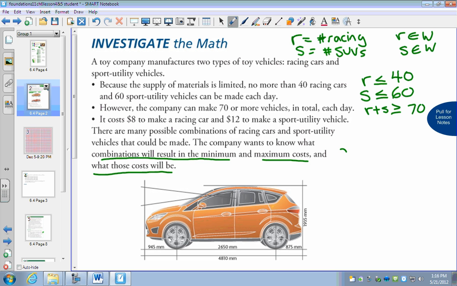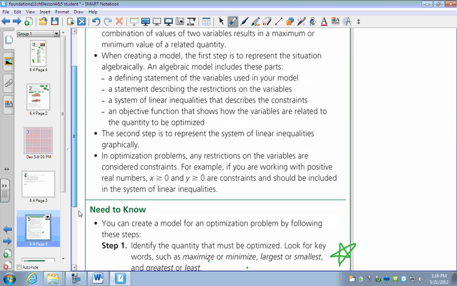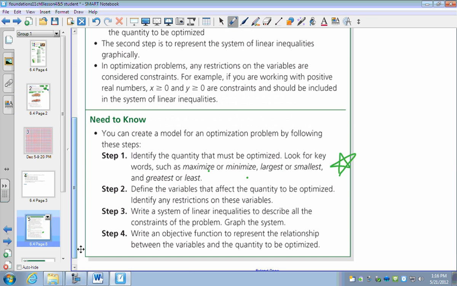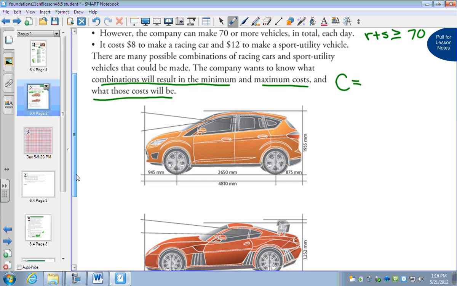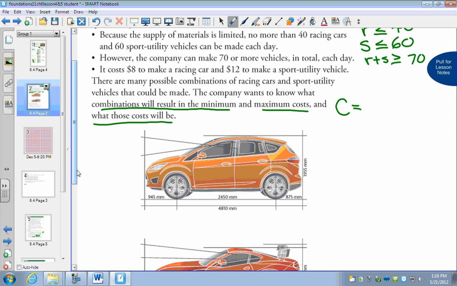So we define the variables. Now we need to write a system of linear inequalities. We just did that. We're going to graph it in a second. We have to write an objective function to represent the relationship between the variables and the quantity to be optimized. So that's what we're doing right now. So C is the objective function. The cost is equal to $8 for each race car plus $12 for each sports utility.